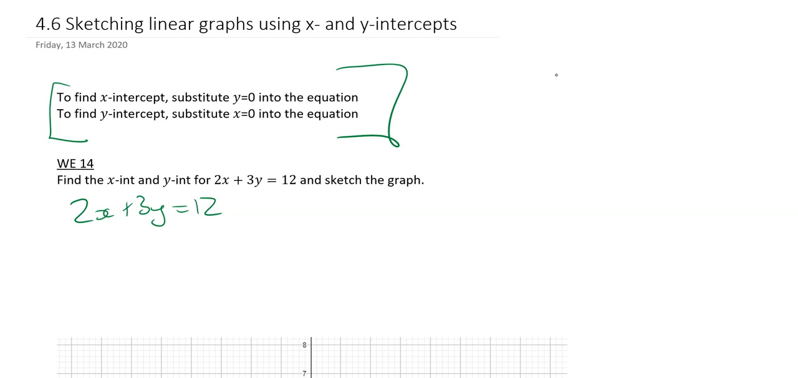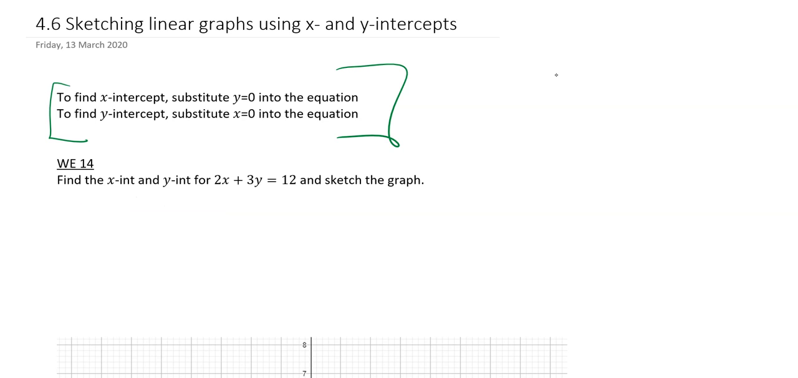So to find the x-intercept, substitute y equals 0 into the equation, and that means whenever you see a y, you replace it with 0, and that's it. And to find the y-intercept, substitute x equals 0 into the equation. So when you're trying to find the y-intercept, you see an x, you replace it with 0, and whatever is multiplying with that is going to go to 0, and so on and so forth. Okay.